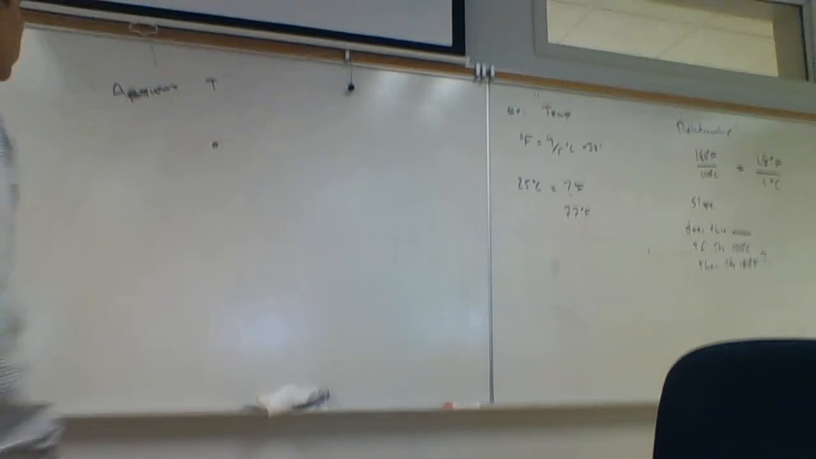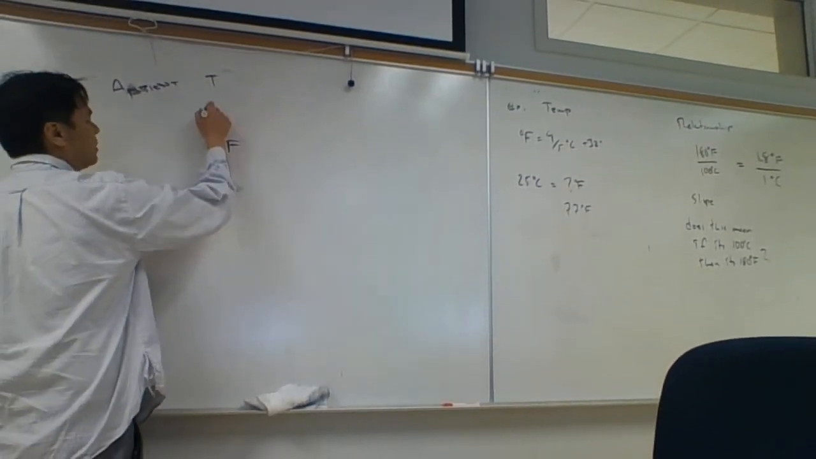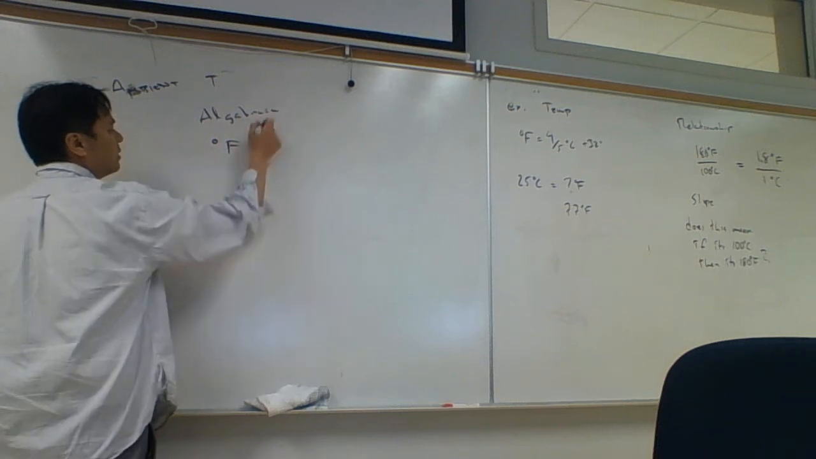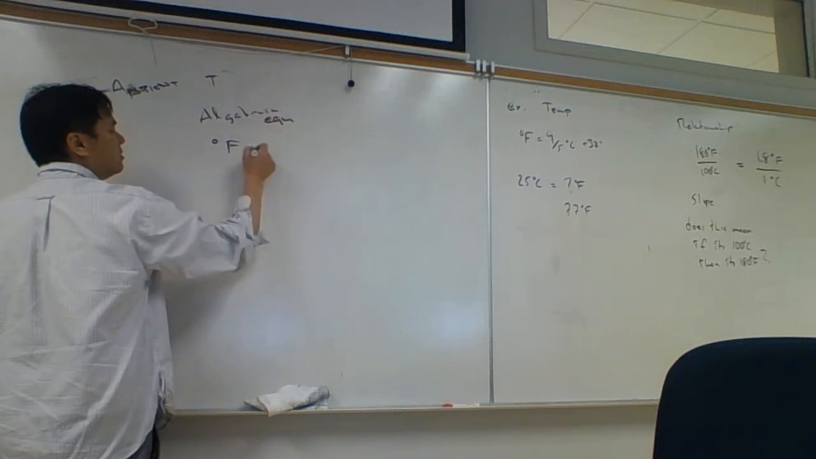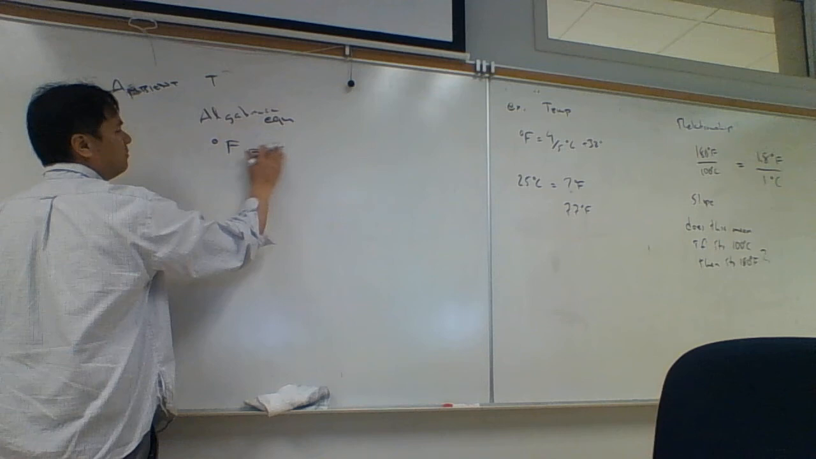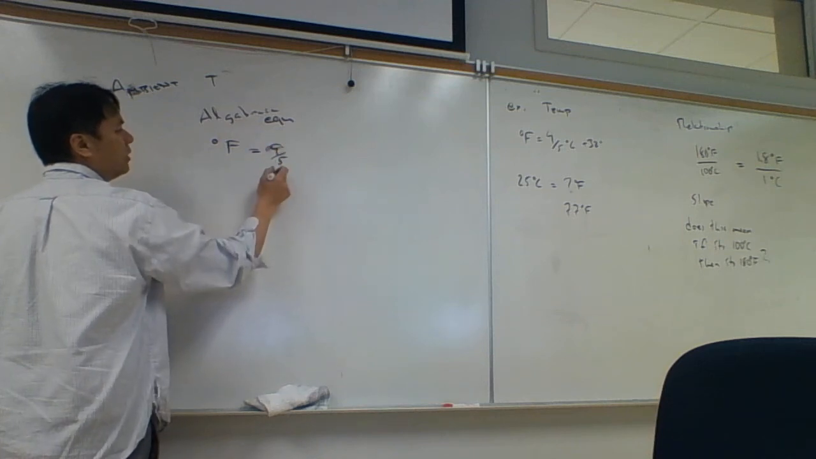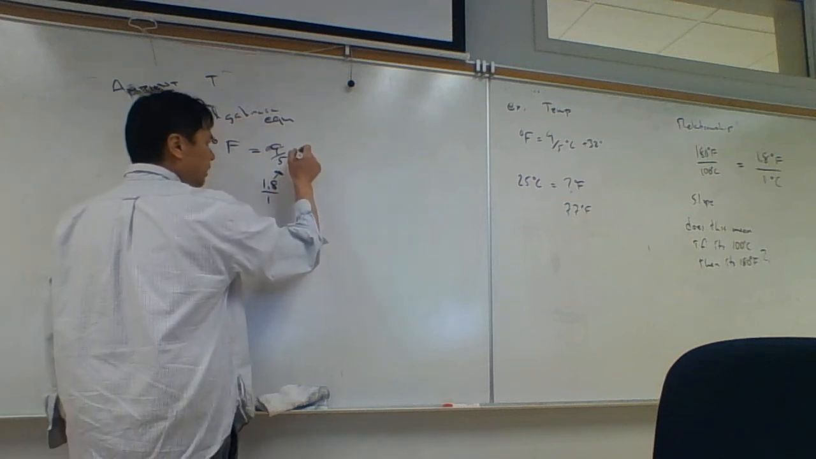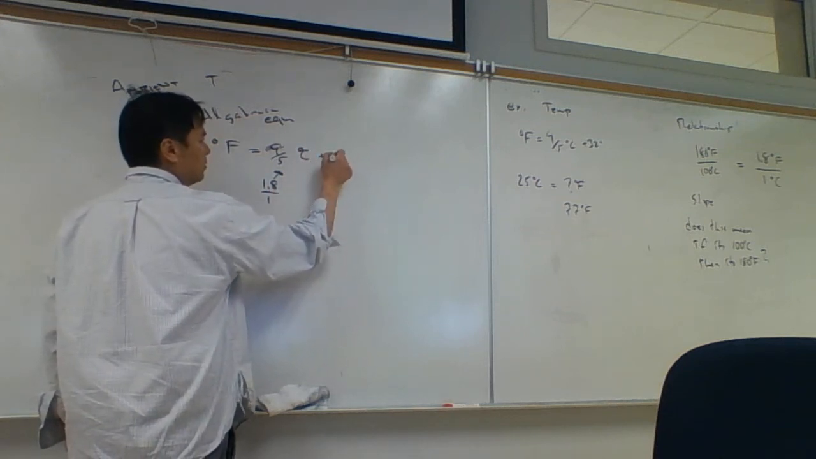And so when we're doing the ambient temperature, we have to do it algebraically. We cannot use dimensional analysis. We have to use the algebraic equation. Degrees Fahrenheit is equal to 9/5 degrees C, or 1.8, or 1.8 over 1 degrees Celsius, plus 32 degrees.